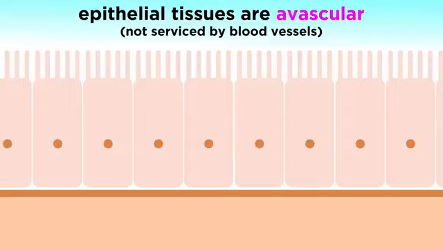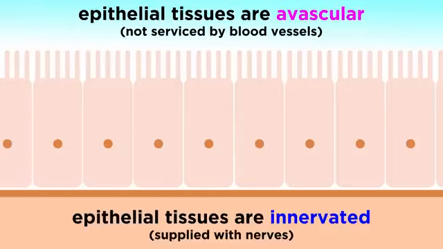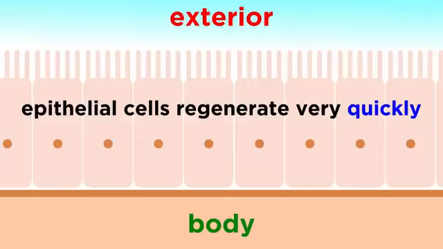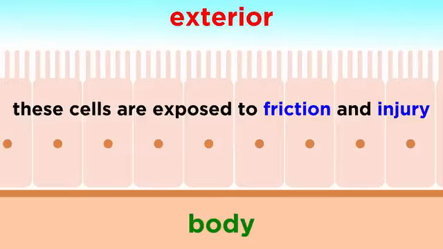Next, we should be aware that epithelial tissues are avascular, which means there are no blood vessels, but they are innervated, which means they are supplied with nerves. We will learn much more about blood vessels and nerves later in the series. And lastly, epithelial cells regenerate very quickly by necessity because, given their position at the boundary between some component of the body and the exterior, there is the potential for significant friction or even injury.